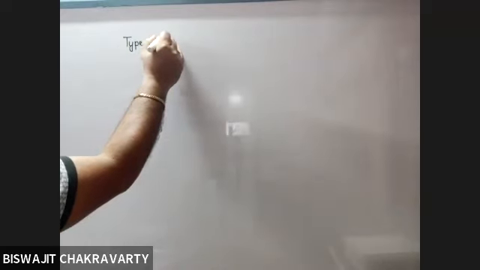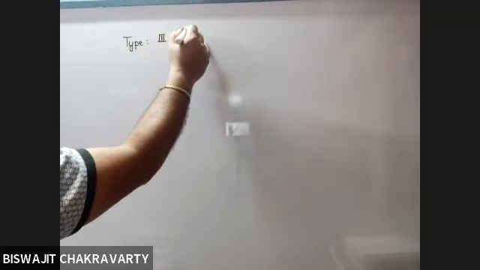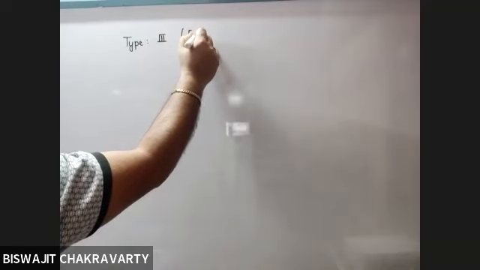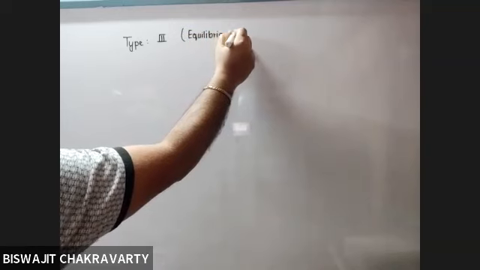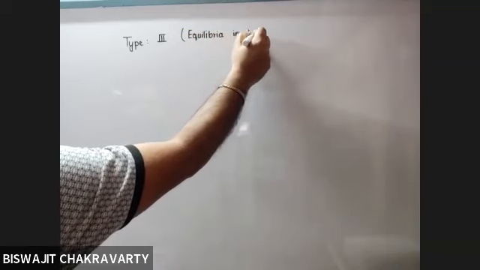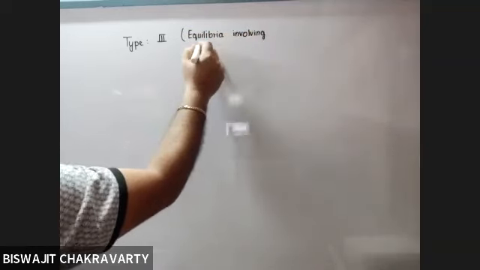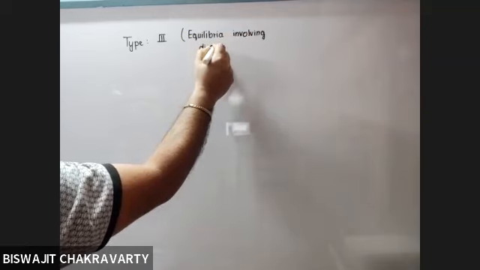So let us try out the third type of reaction, and this will be dissociation, type 3. Equilibria involving dissociation.